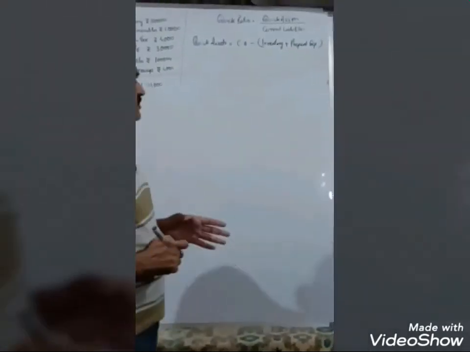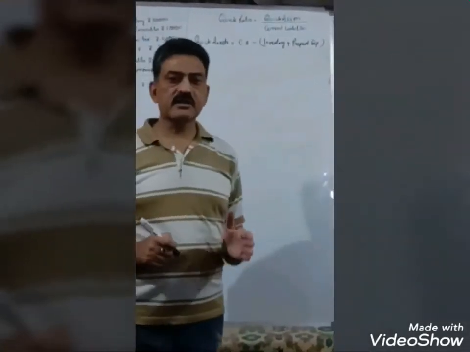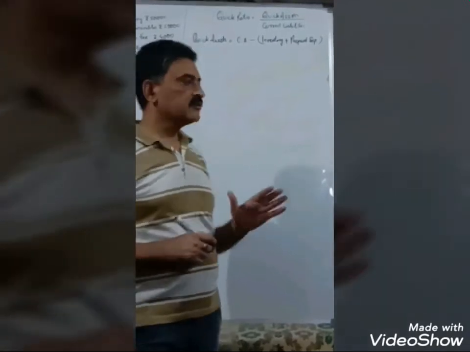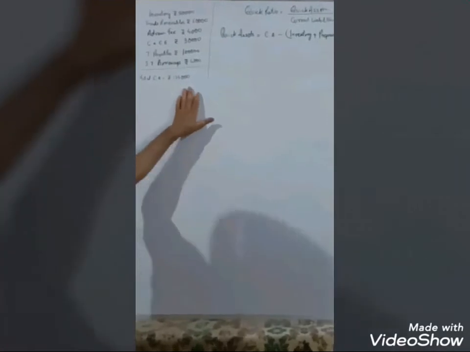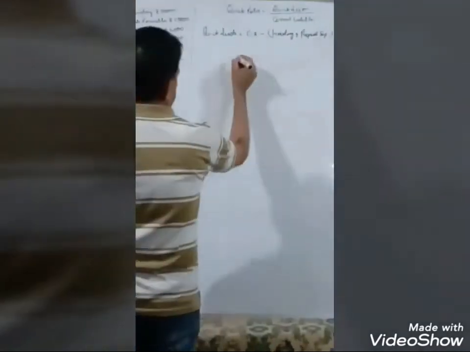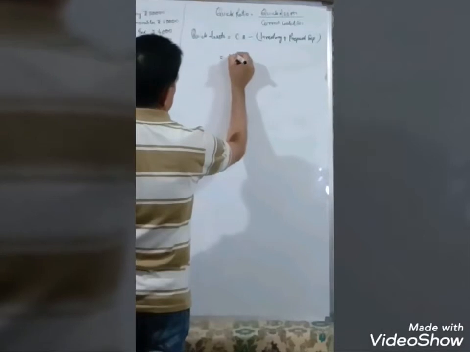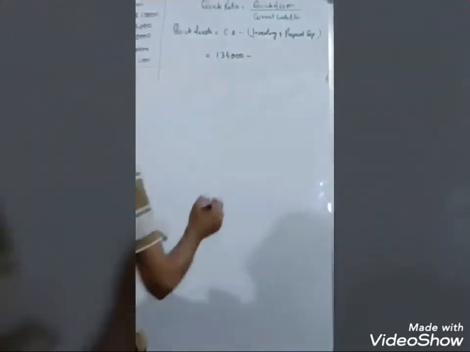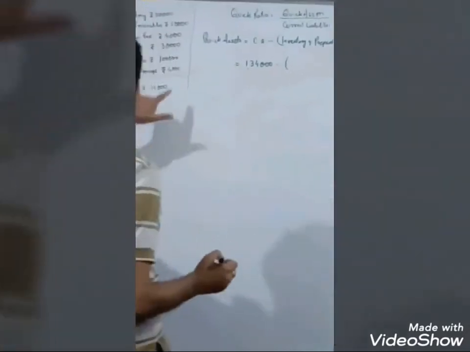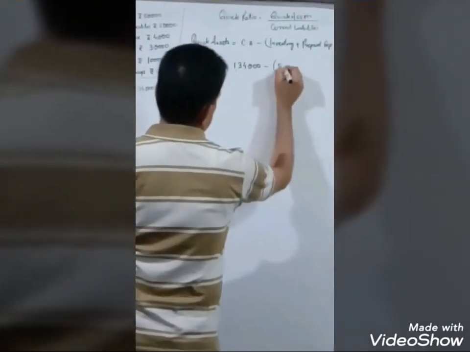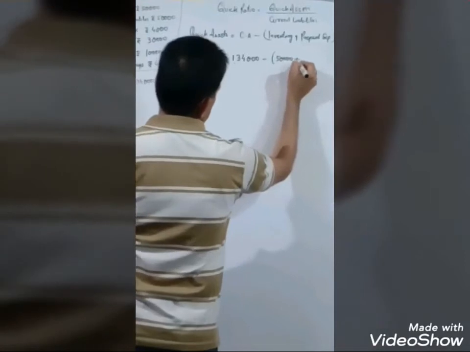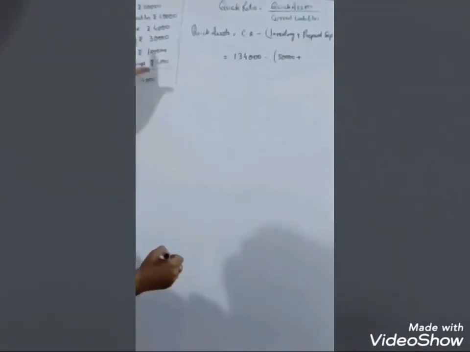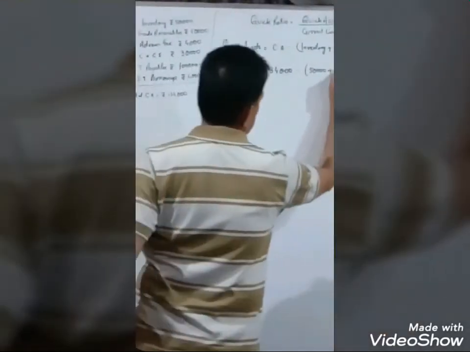In first question, we had calculated the total current assets as rupee 1,34,000. So if current assets are 1,34,000, out of it we have to deduct inventory, which is rupee 50,000, and prepaid expenses. This is what advance tax rupee 4,000.